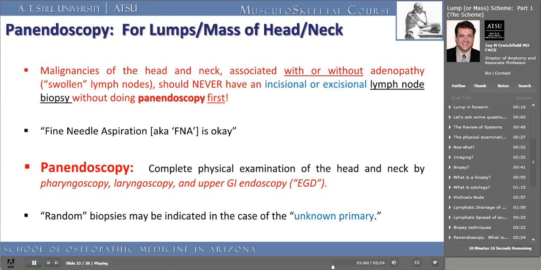The take-home message is, if you suspect a patient has a head and neck tumor, you should perform panendoscopy. If that patient has an associated enlarged lymph node, perform an FNA and not an excisional or incisional biopsy, because you could seed and spread the cancer.